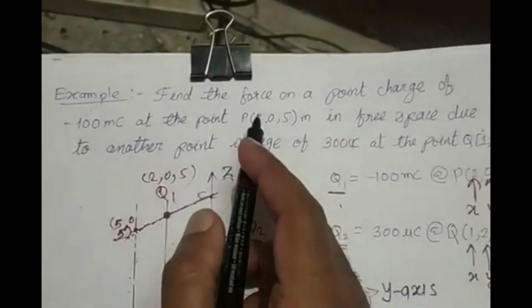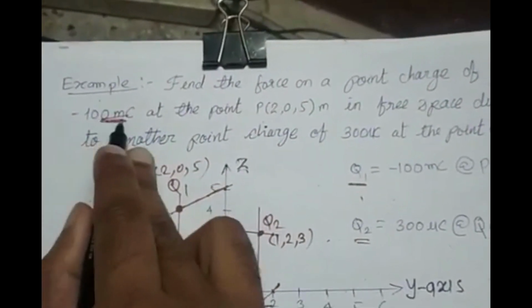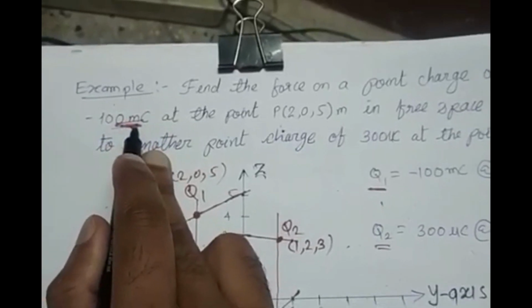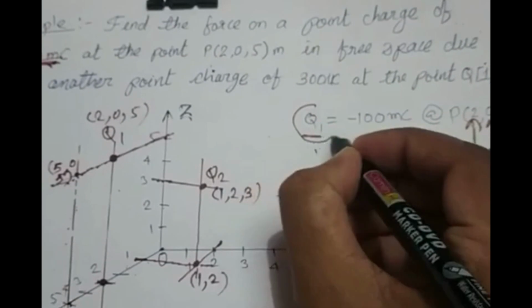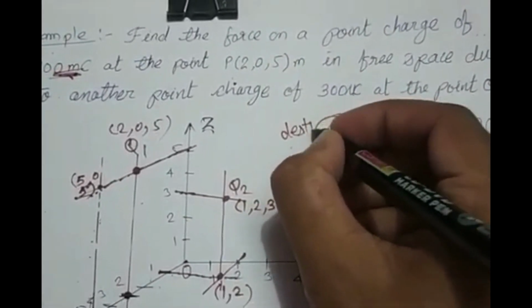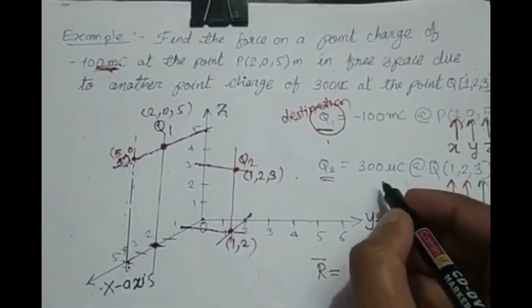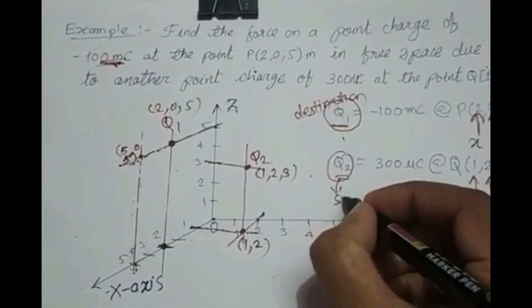As per the example, find the force on point charge 100 microcoulomb. That is the destination. On him we have to find out the force. So Q1 is the destination. And who is applying force? Q2. So this one is the source.